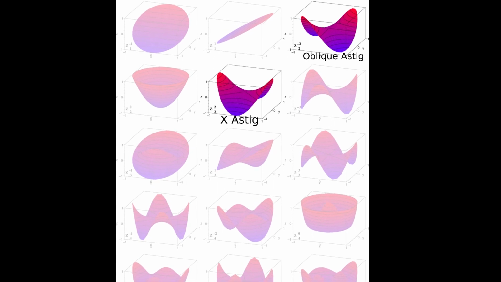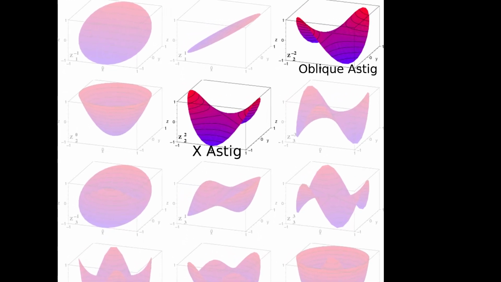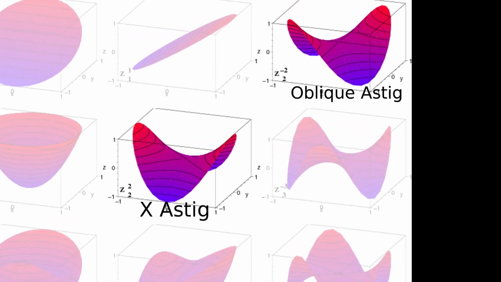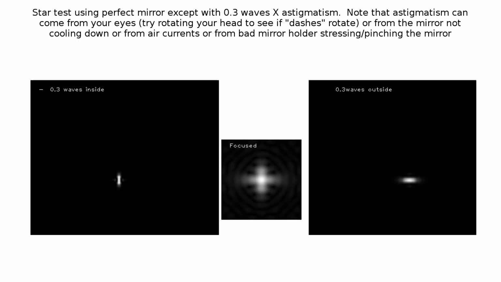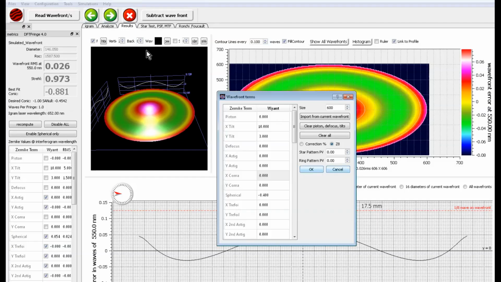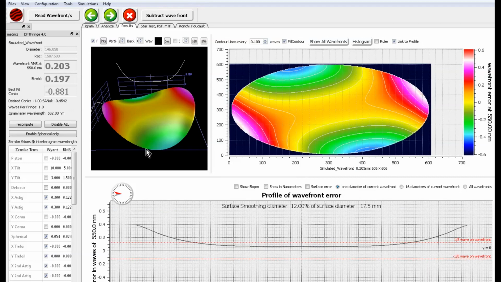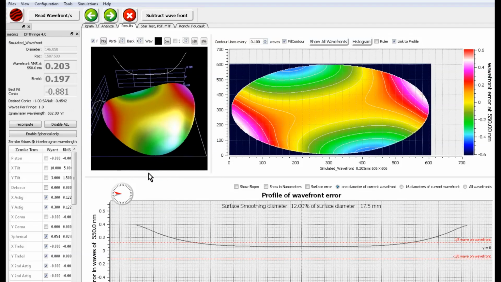Let's look at astigmatism. I mentioned in my quick start video that astigmatism looks like a Pringle potato chip. In the eyepiece of a telescope with astigmatism, stars tend to look less round and more like a dash, not necessarily horizontal or vertical. Astigmatism is not good. Let's additionally enter 0.3 wave X and Y astigmatism. There you go, Pringle potato chip. Let's uncheck Y astig and look at X only.